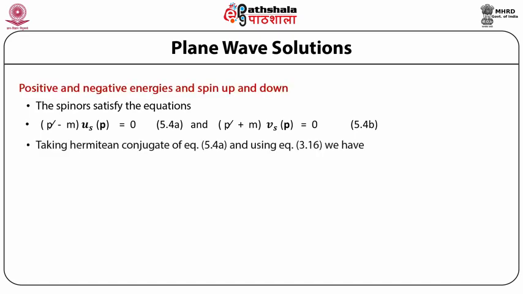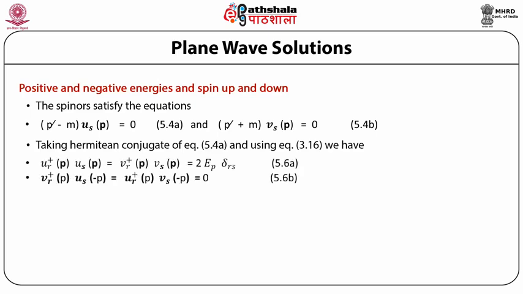Taking the Hermitian conjugate of equation 5.4a and using equation 3.16, we can solve for u_s and v_s, and we find that u_r† u_s(p) equals v_r† v_s, which equals 2E_p δ_rs, and v_r†(p) u_s(−p) equals u_r†(p) v_s(−p) equals 0. These are the two equations which help us to fix the normalization of the spinor by using these conditions.